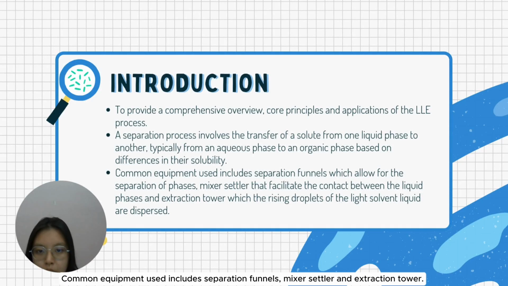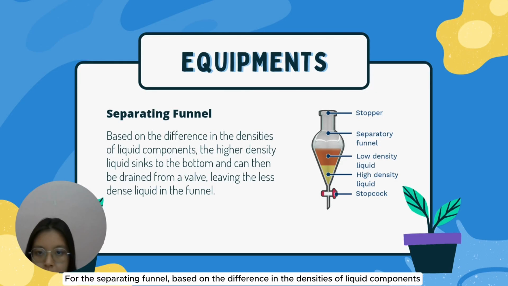Common equipment used includes separation funnels, mixer settlers, and the extraction tower. For the separating funnel, based on the difference in the densities of liquid components, the higher density liquid sinks to the bottom and can then be drained from below, leaving the less dense liquid in the funnel.